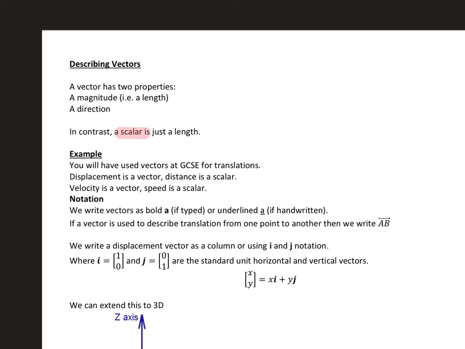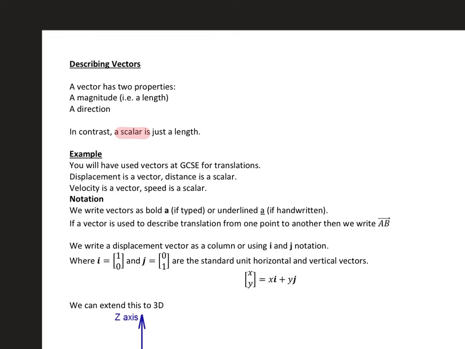So for example, the main use of vectors at GCSE would have been for translations. So you would have said stuff like 2 right, 3 up. So each of those steps had a distance or length and a direction. So 2 left, 3 up, for example.